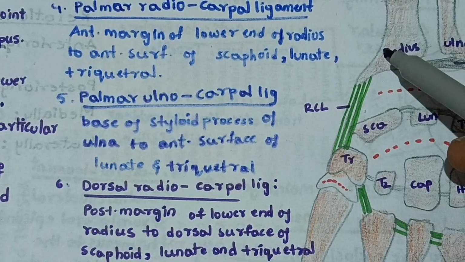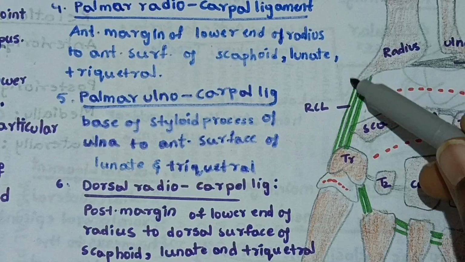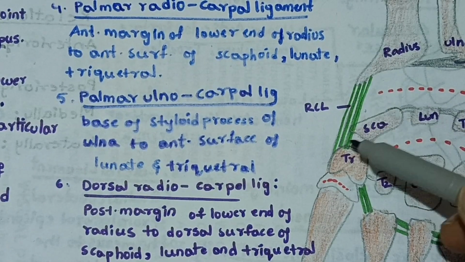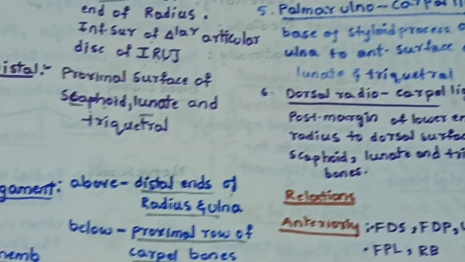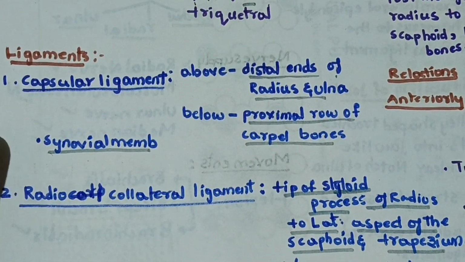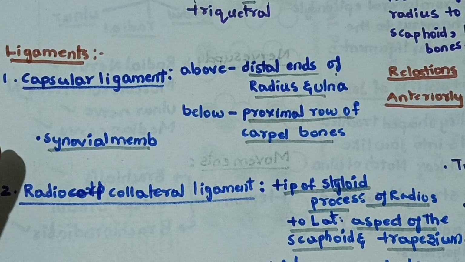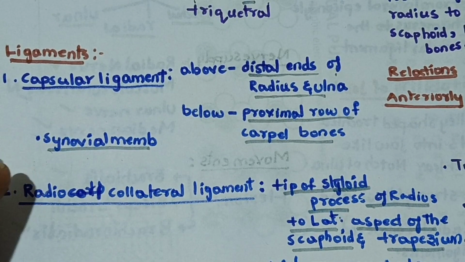So the radiocollateral ligament extends from the tip of the styloid process to the lateral aspect of the scaphoid and the trapezium. So it is known as the radiocollateral ligament. Yes, it extends from the tip of the radius, that is the styloid process, to the lateral aspect of the scaphoid and the trapezium.